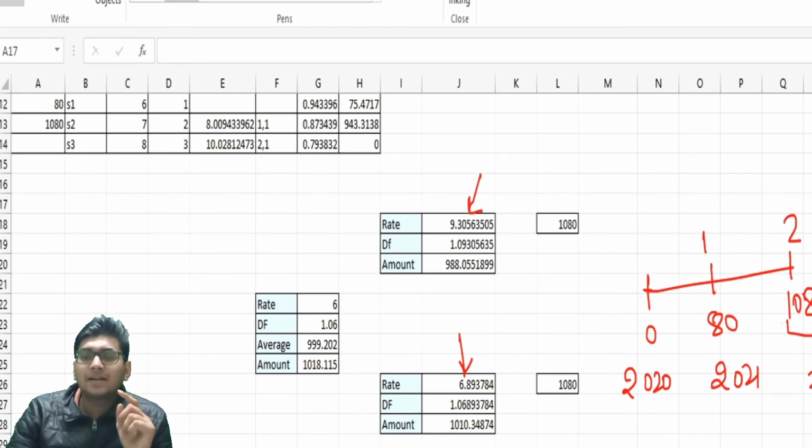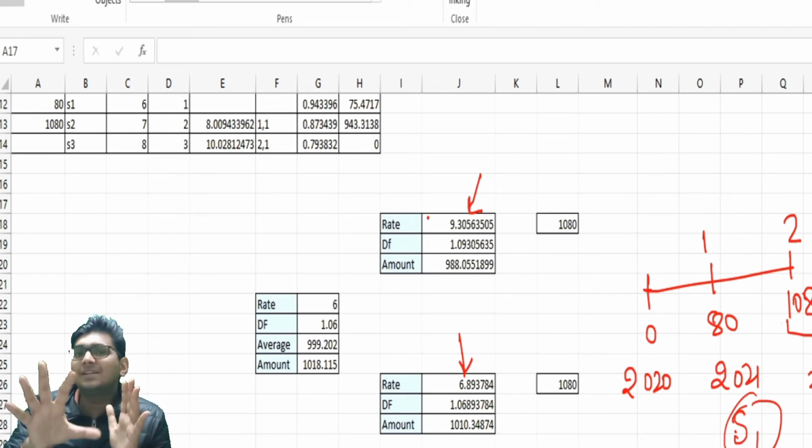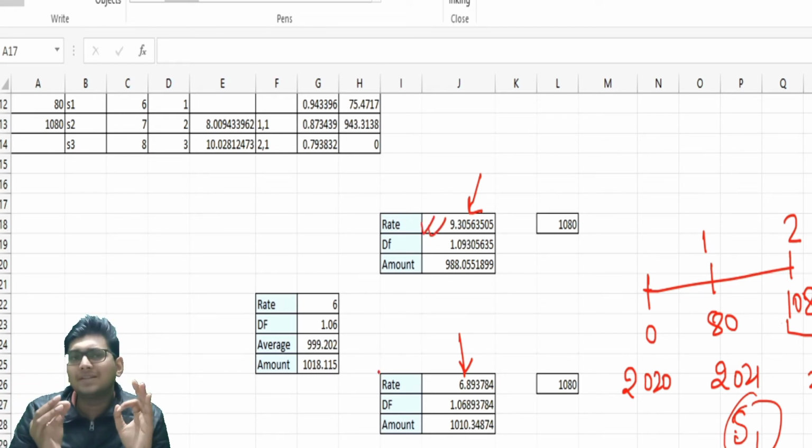Clear? So they said that there are two possibilities, that the interest rate can be 9.30, interest rate can be 6.893. Then there is a confusion, by which rate should I pull 1080? Should I pull it with 9.30 or 6.893? So they said that pull it with both of them and then take the average. They are trying to be very sincere with that. They said that, okay, pull 1080 with 9.30, pull 1080 with 6.893, and then take the average of that, so that you are giving equal probability to 9.30 as well as 6.893.